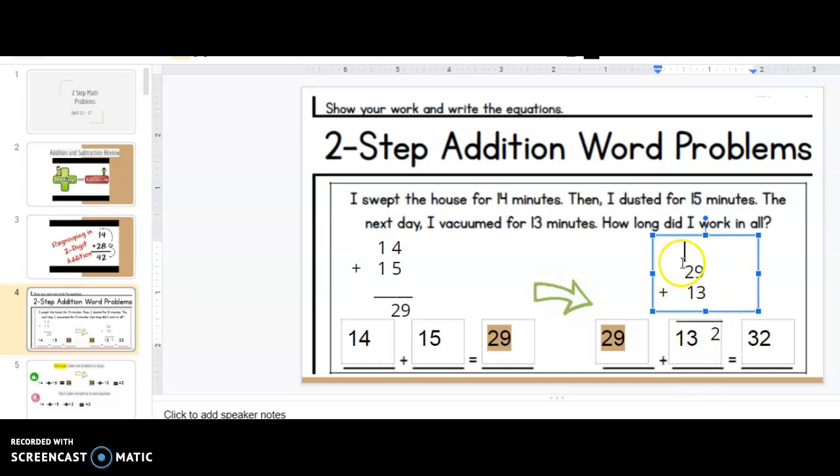So 29 plus 13, always the ones place we have to do first. 9 plus 3 is 12, but we can't write down 12 in the ones place. So we put the 2 for the ones place and carry the 1 over to the tens place. Now we need to add 1 plus 2, that's 3. So 3 plus 1 is 4. Oops, look, I caught my mistake. It's not 32, it's 42.